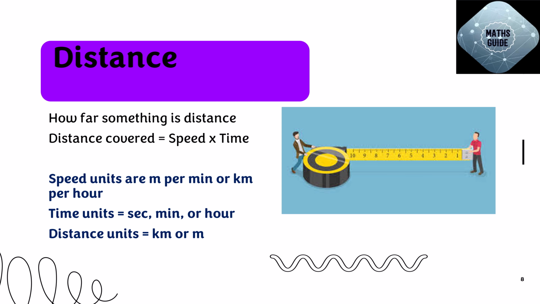For the next question, we must recall the definition of distance. Distance is how far apart something is. Distance is given by the formula speed times time. As you know, speed is measured in meters per minute or kilometers per hour.